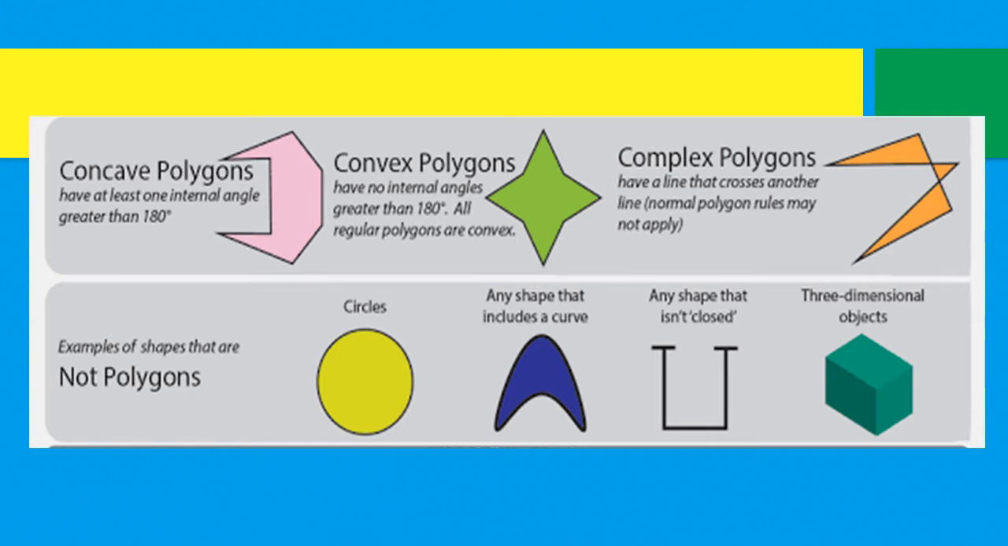Now, what are those figures that are not polygons? Just like, for example, the circle. A circle is not a polygon because it has no sides. Any shape that includes a curve is also not a polygon. Any shape that is not closed is not a polygon, as well as three-dimensional objects. Now, you can classify which are polygons and which are not. You can also classify regular polygons from irregular polygons, as well as concave polygons from convex polygons and complex polygons.